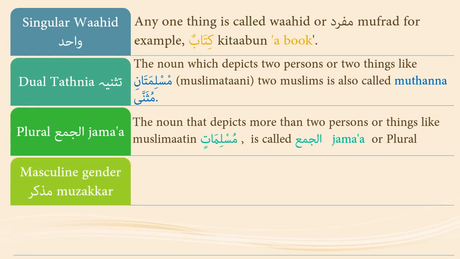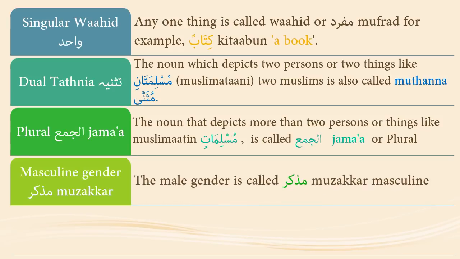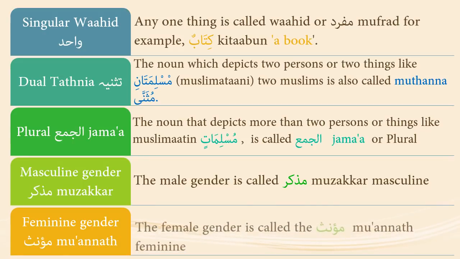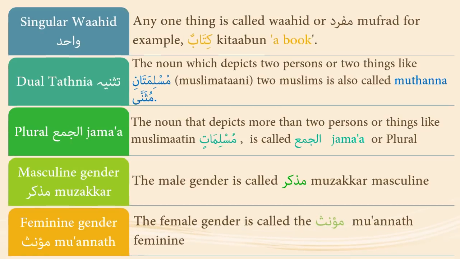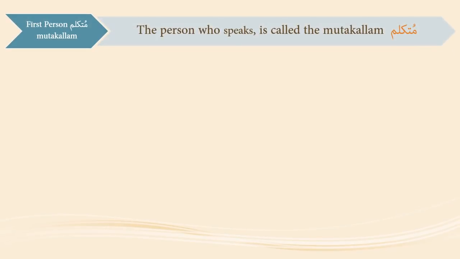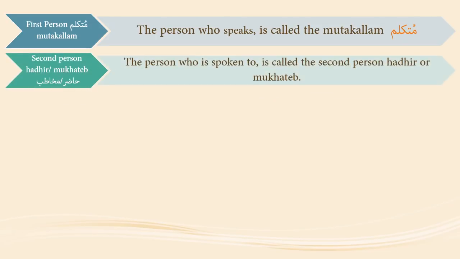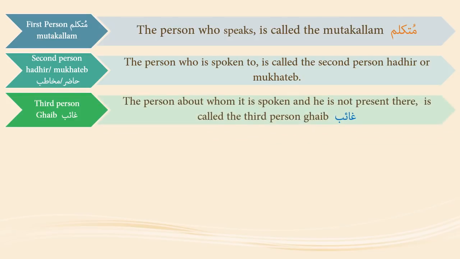Masculine gender, mudhakkar. The male gender is called mudhakkar. Feminine gender, muannath. The female gender is called the muannath. First person, mutakallam. The person who speaks is called the mutakallam. Second person, hadar or mukhatab. The person who is spoken to is called the second person, hadar or mukhatab. Third person, ghaib. The person about whom it is spoken and who is not present there is called the third person, ghaib.